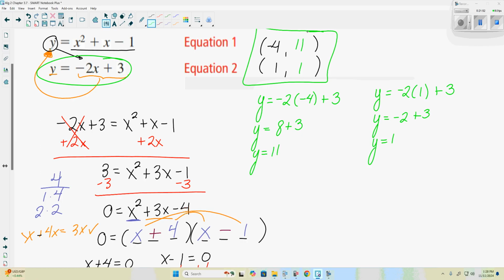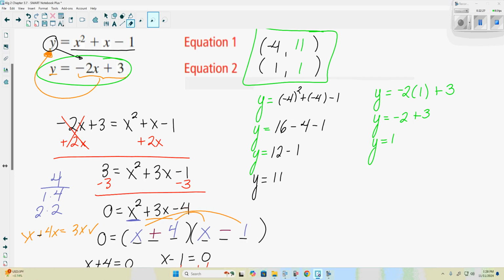Now we didn't necessarily have to pick the bottom equation. We could have gone with the top equation. So we could have said -4 squared plus -4 minus 1. Well, -4 squared is 16, plus -4 minus 1. Well, 16 minus 4 is 12, and 12 minus 1 is, lo and behold, also 11. That will give us the same value of y.